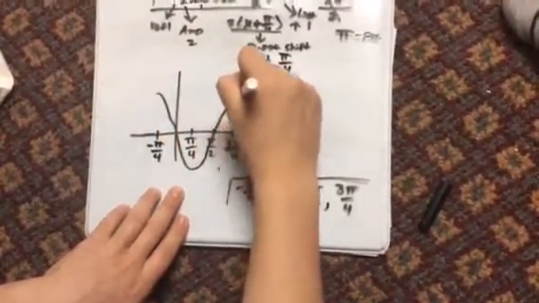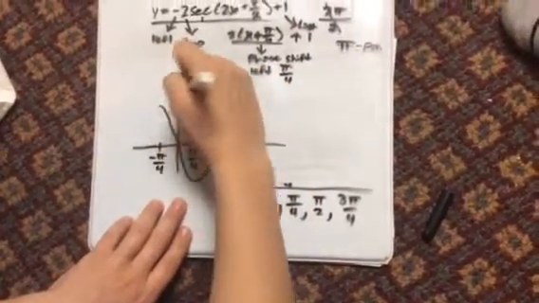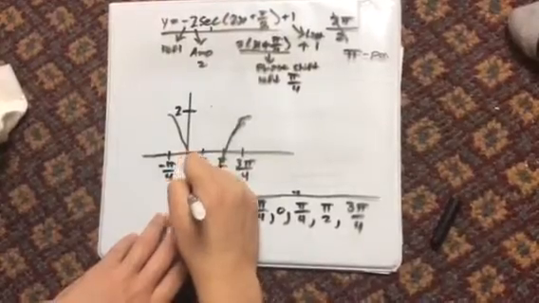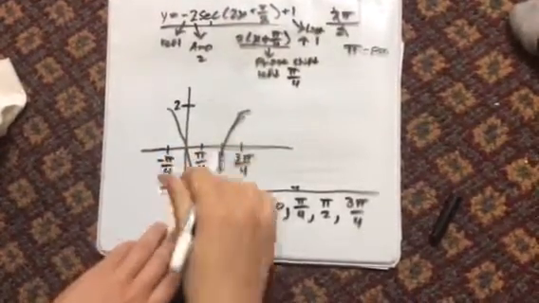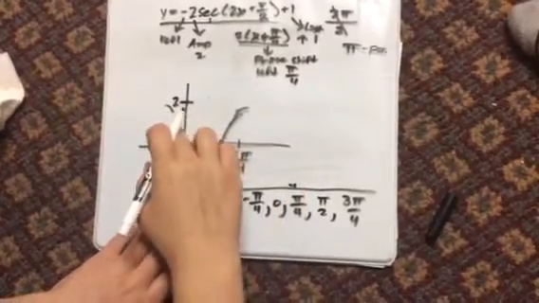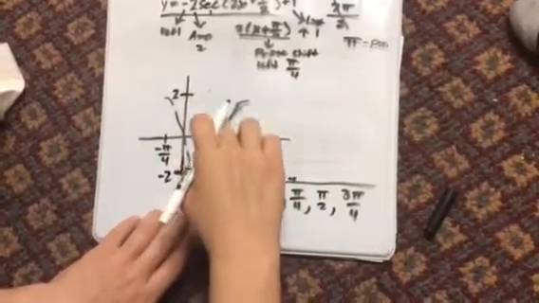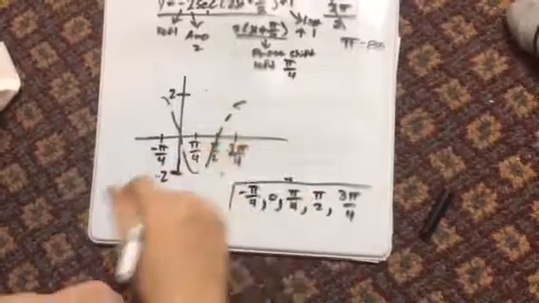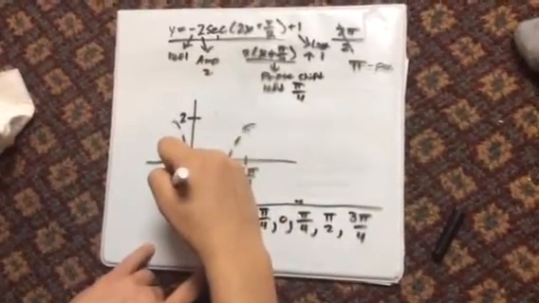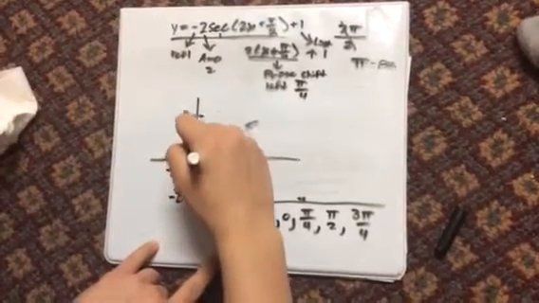Oh, sorry, I forgot to write in my amplitude right here. This is going to be 2, right? Because we have the 2. And this is going to be -2 right here. But we actually have a reflection. So we have a reflection, and I'm going to need to reflect this graph.